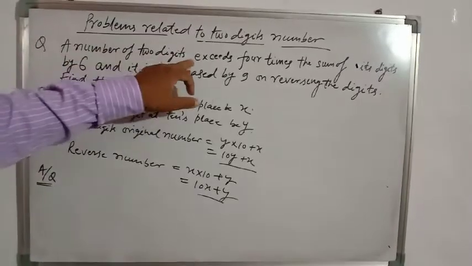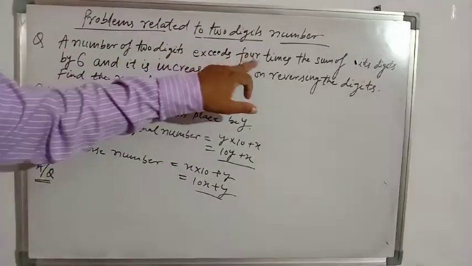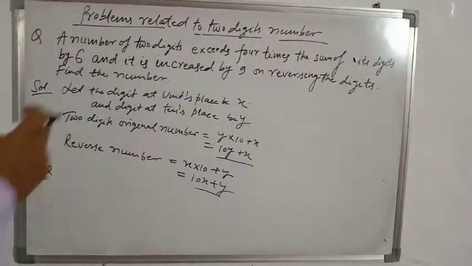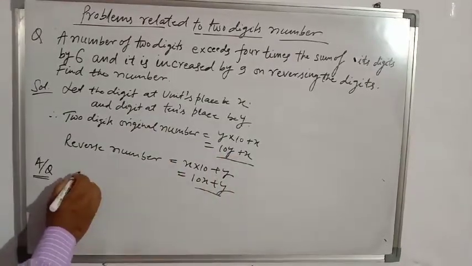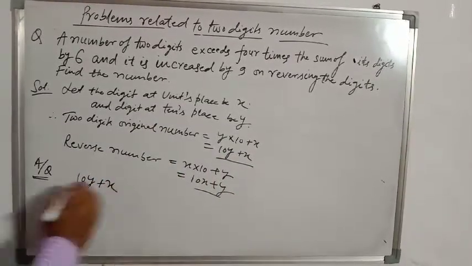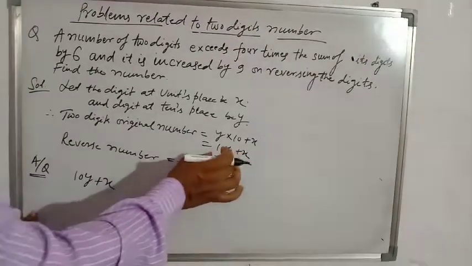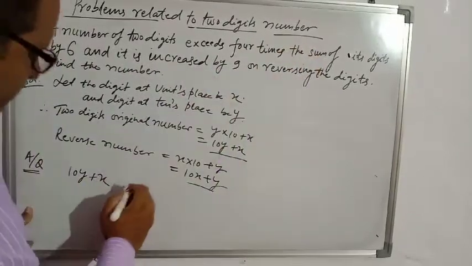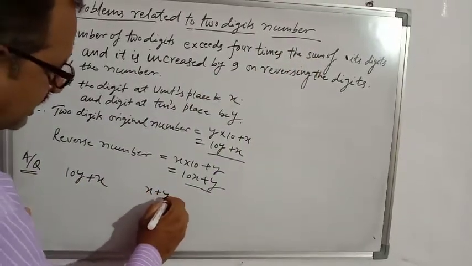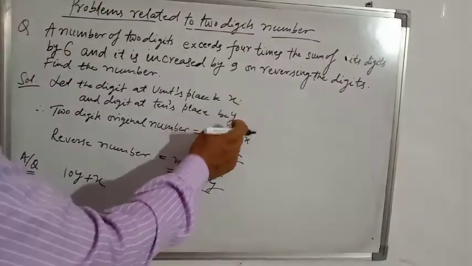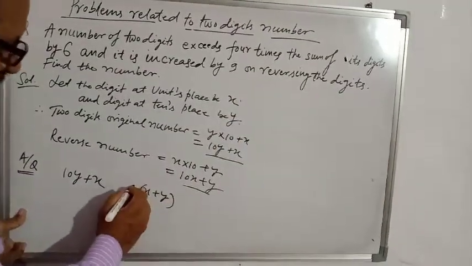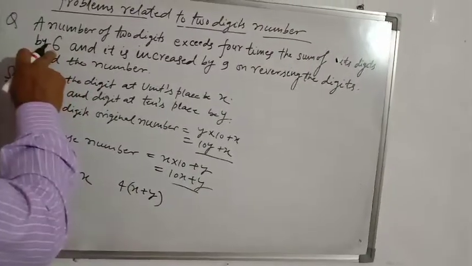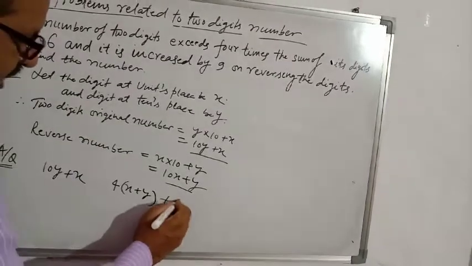a number of two digits exceeds, meaning greater, more, 4 times the sum of its digits by 6. So the number of two digits is what? 10y plus x. The number of two digits is 10y plus x. This number is 6 greater than 4 times the sum of digits. The sum of the digits x and y will be x plus y. 4 times the sum of digits, 4 into (x plus y). And exceeds by 6, so we will add 6 here.